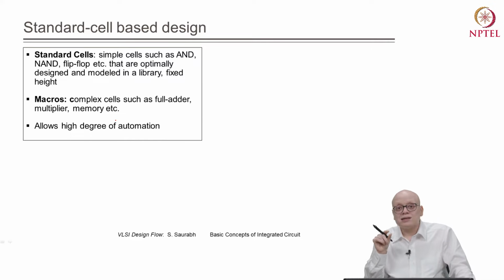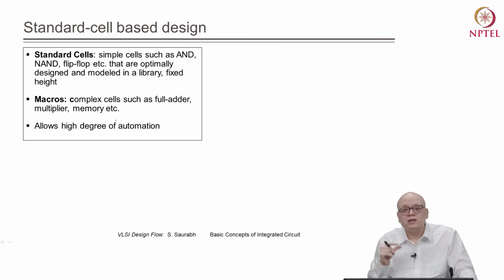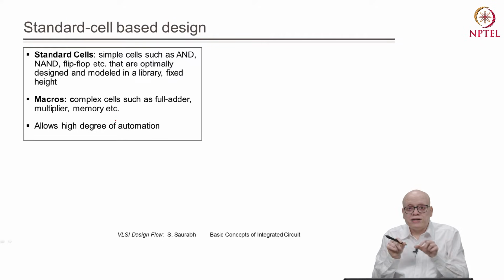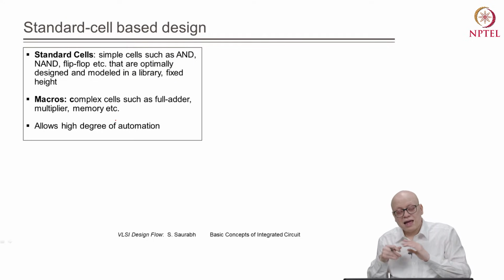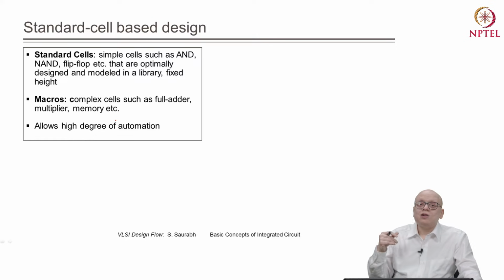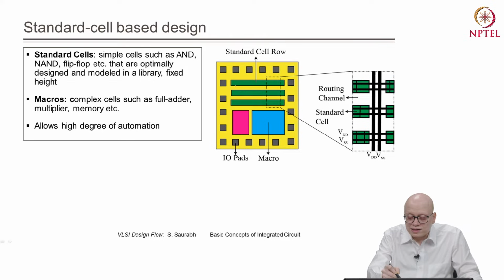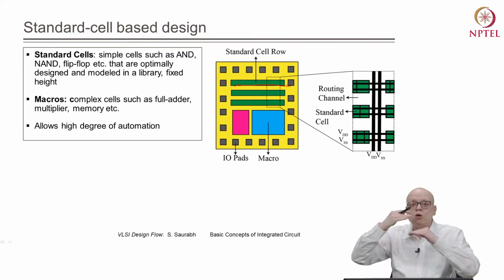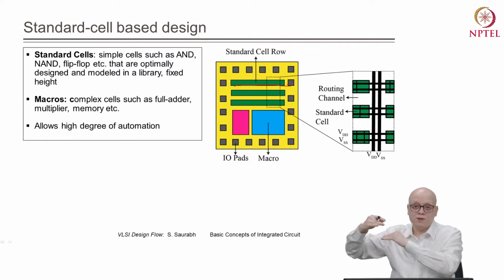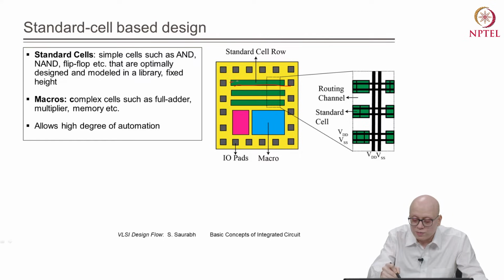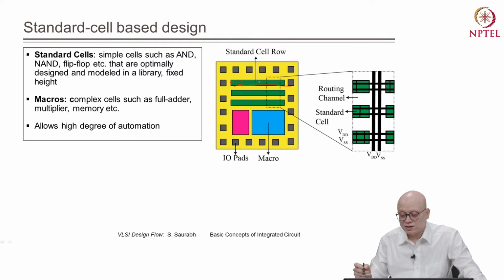So when we make these standard cells, we typically keep the height of the standard cell fixed, right, and as such the properties of these standard cells are well defined in terms of geometry and other things, and therefore it allows a high degree of automation. For example, we can put the standard cells in a row. Why can we put them in a row? Because the height of all the standard cells is the same, and therefore we can put all of them in one row and then make the connections, right. So these are standard cells.